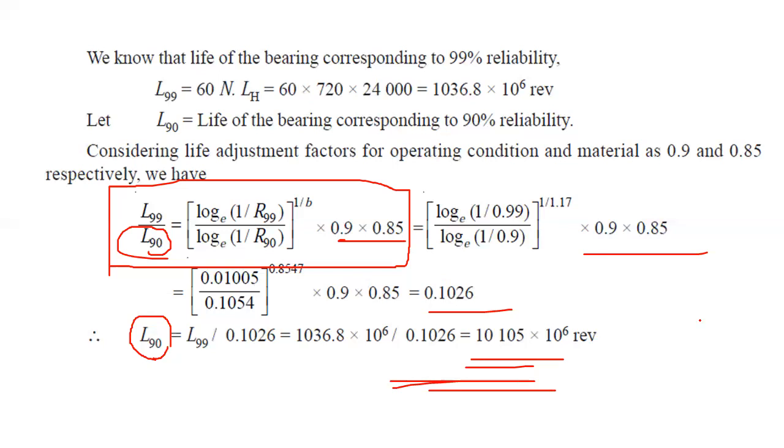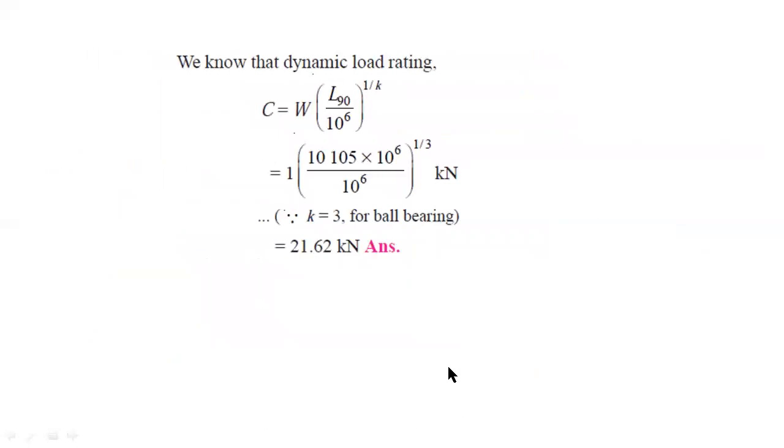By using this life, you have to find the value of the basic dynamic load rating. Already we know the formula. Capital C is the basic dynamic load rating, equal to W, the equivalent dynamic load, into the expected life of bearing for 90% reliability divided by 1 million revolutions, that is 10 power 6, whole power 1 by k. Here we already know the value of k.